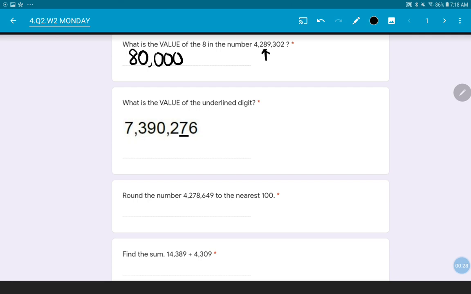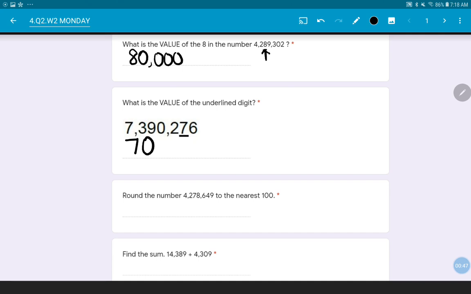The next one wants to know the value of the underlined digit in 7,390,276. I can see that the 7 is underlined. It's in the tens place value, so its value is 70.